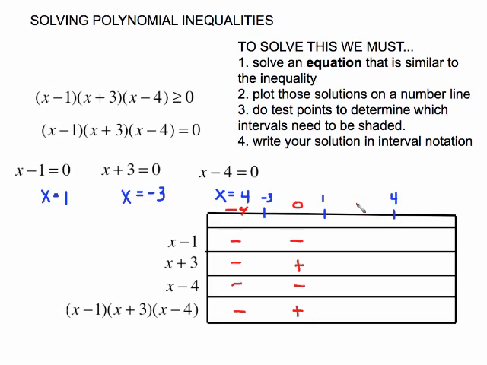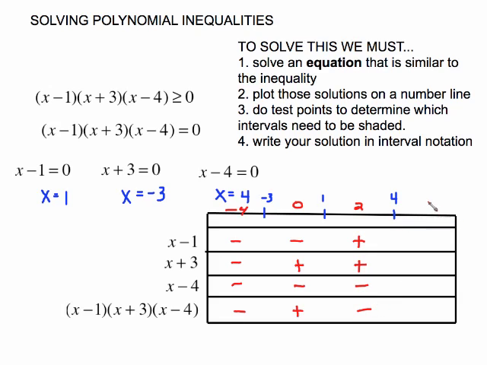Something between 1 and 4 would be like 2. So plug 2 in here. 2 minus 1 is 1, which is a positive number. 2 plus 3 is 5, which is a positive number. But 2 minus 4 is -2, so it's a negative. A positive times a negative gives me a negative.